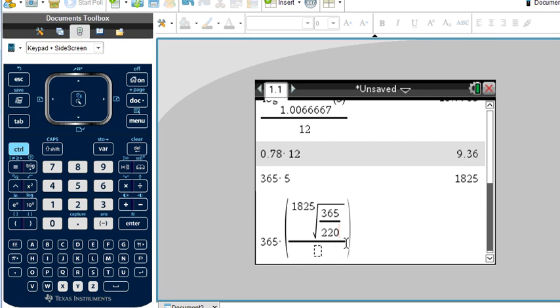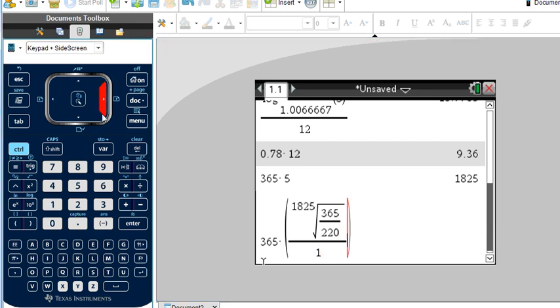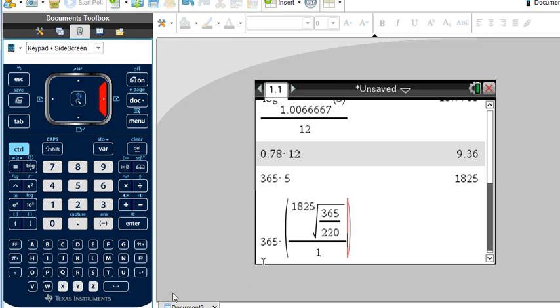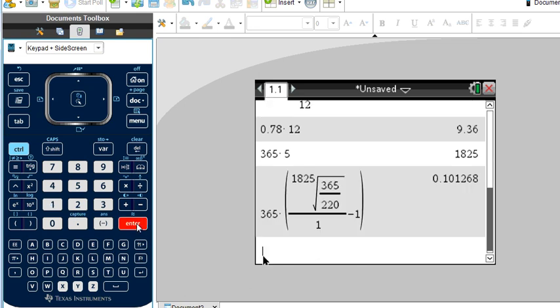So we don't really need all this. We'll just say divided by 1 here, since that'll make it easier. And then here we have, what is that again? Minus 1. So we'll put minus 1. And that should get it right there. Enter, we get 0.101268.